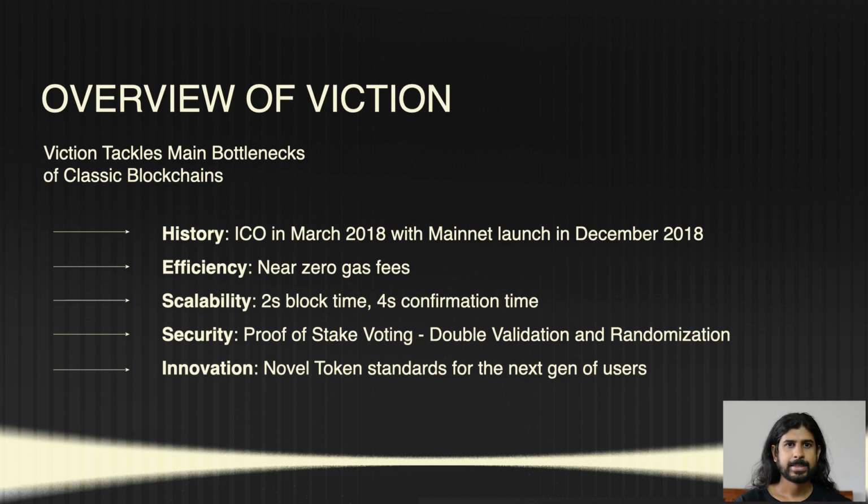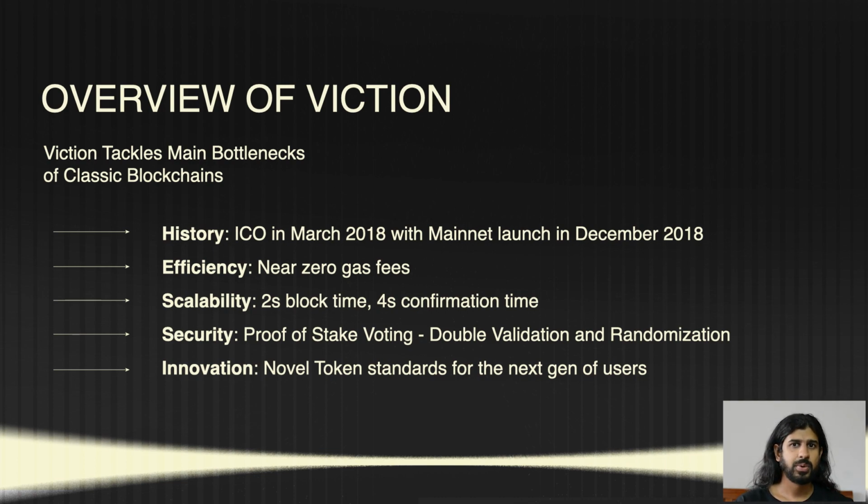Our journey began with an ICO on Ethereum back in March of 2018, under that time the name of Tomo Chain. By December of the same year, 2018, we successfully migrated over to our mainnet. Since that moment, our mainnet went live, it's maintained a track record of 100% uptime. That's almost 5 years now.